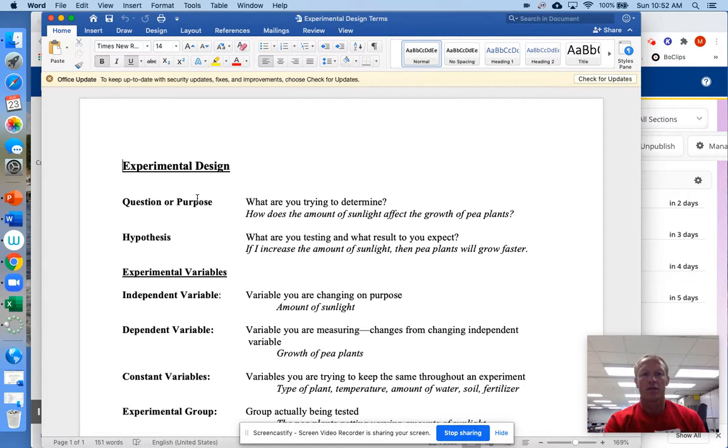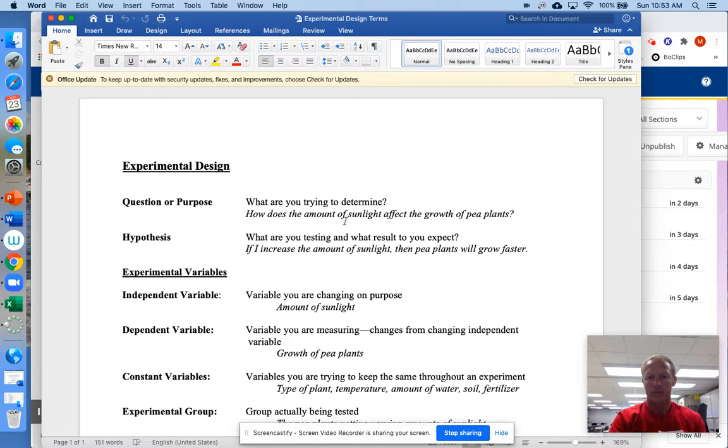But in this class, a lot of times, I'll provide a question for you. Why do these two chemicals make a gas when we mix them together? That might be your question. So question or purpose, what you're trying to determine. So in italicized words here, I've just made up an experiment. How does the amount of sunlight affect the growth of pea plants?